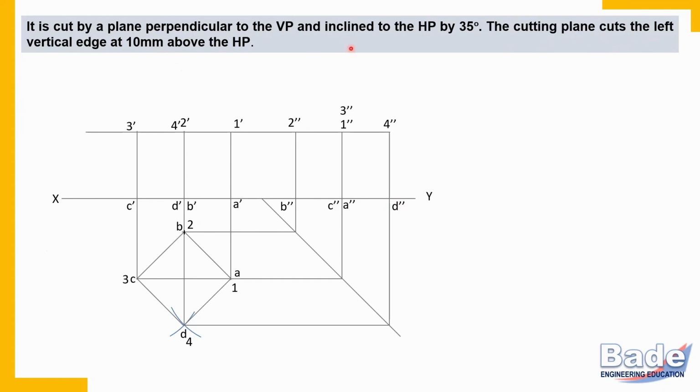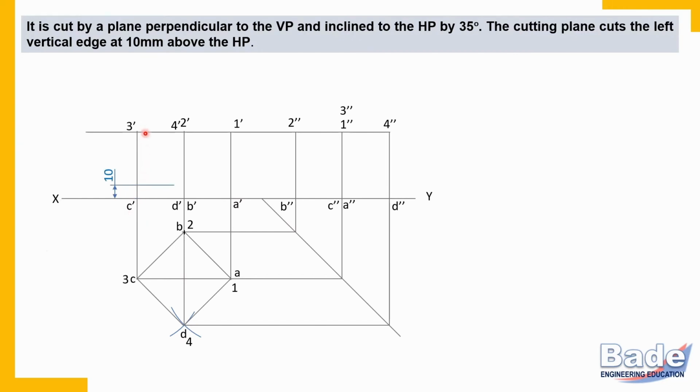The cutting plane cuts the left vertical edge at 10 millimeters above the HP. Cutting plane cuts the left vertical edge. So there are 4 vertical edges, A1, B2, C3 and D4. C3 is the left vertical edge. So cutting plane line must cut this edge 10 millimeters above the HP. So proceed. Measure 10 millimeters from HP.